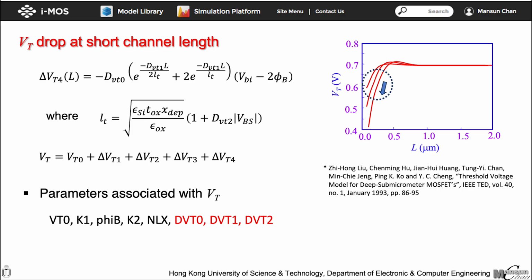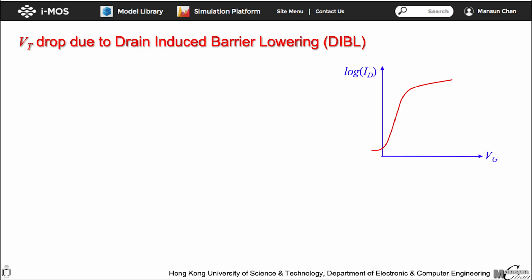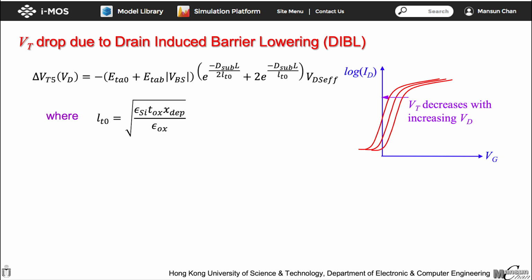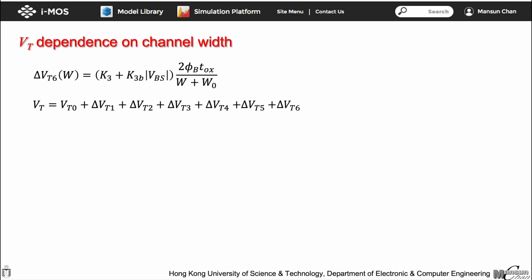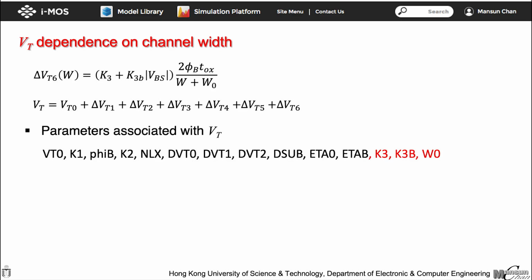After adding the new increment delta VT4 to the VT expression, the total number of parameters associated with VT is increased by 3. At small channel lengths, VT decreases with increasing drain voltage due to drain-induced barrier lowering, or DIBL, as illustrated in the figure. To account for this drain voltage dependence, we introduce delta VT5, which captures the change in VT with respect to the drain voltage. This adds yet another increment to the VT expression, along with 3 additional parameters. The process continues by adding delta VT6 to account for the width dependence of VT, which introduces 3 more parameters.